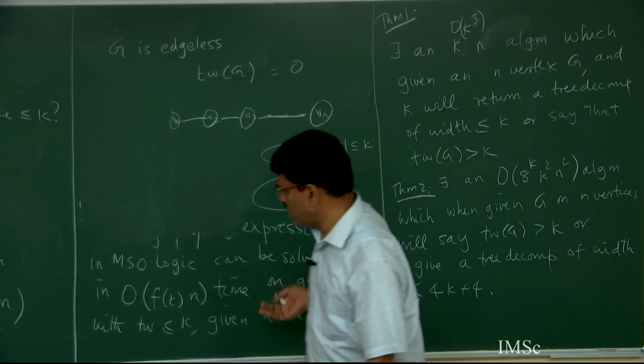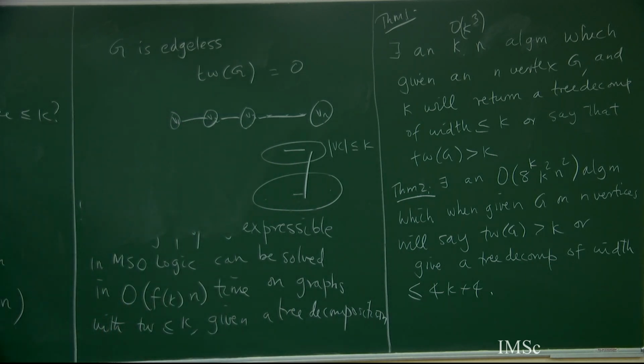So, now what do I have? I have an FPT algorithm. Either I will say no, there is no vertex cover of size at most k, or I can find the minimum vertex cover in this much time. Okay. For vertex cover, this is not very useful, we know much more efficient algorithms, but for some other problems, this is still useful.